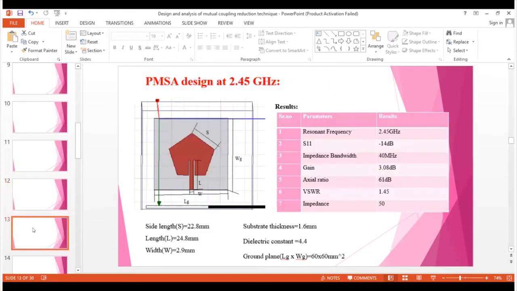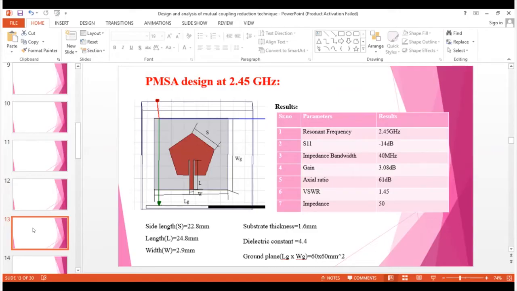First of all, I can design a 2.45 gigahertz single patch antenna. For this single patch antenna, the return loss will be minus 14 dB. For the reflection coefficient, there is a transmission line having impedance Z0. The input impedance at the antenna is ZA, and the load impedance is the input impedance of the antenna.